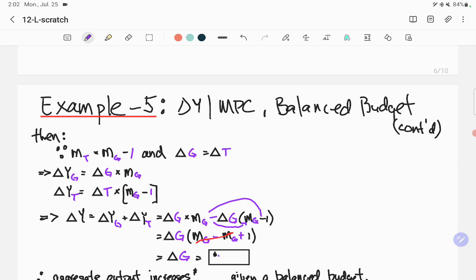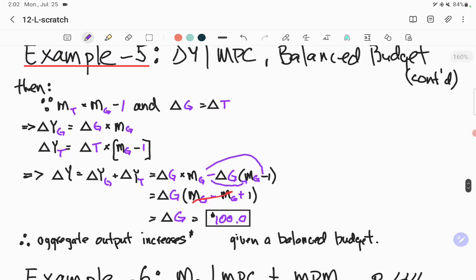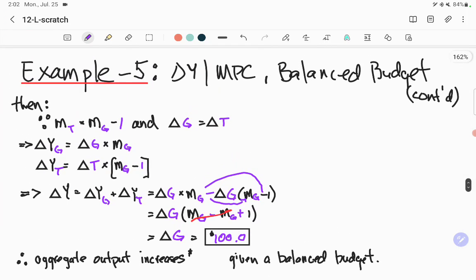And you're given a change in government expenditure of 100. What's that mean? Aggregate output increases 100 given a balanced budget.